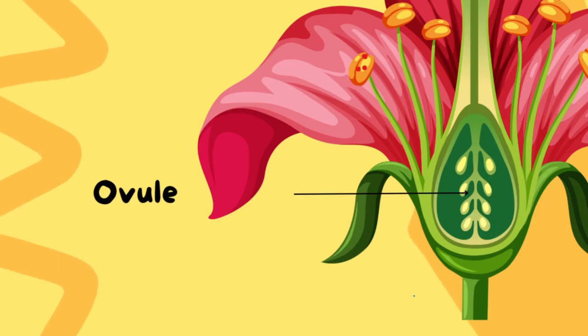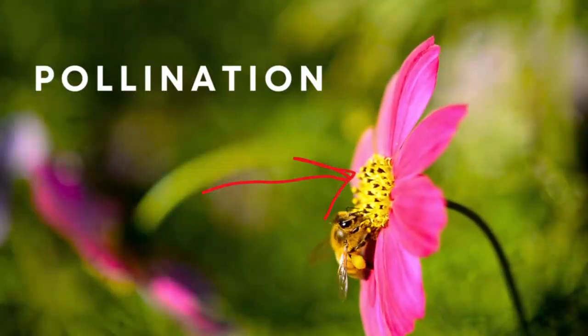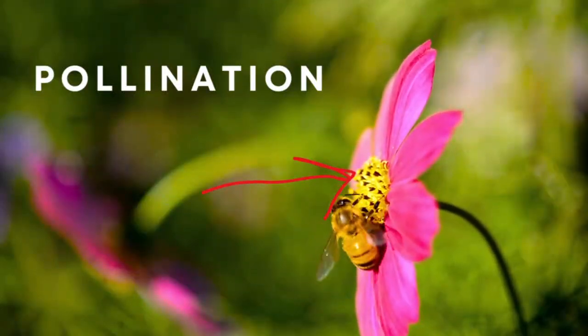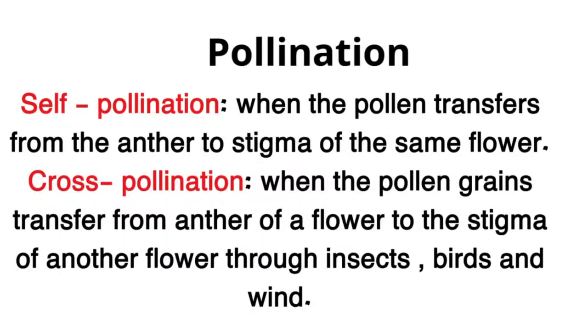So, how can pollination happen to form a seed? I need to know how pollination happens. So we have 2 types of pollination: self-pollination and cross-pollination. Self-pollination means the pollen transfers from the anther, which is the male, to the stigma in the same flower. That's why it's self-pollination.